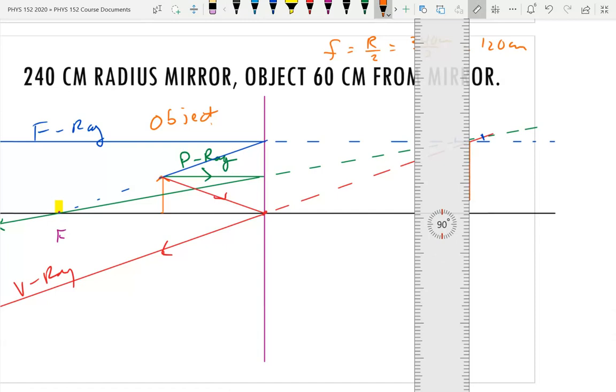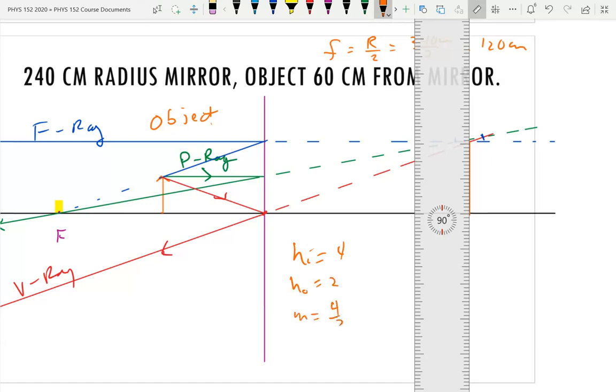It's virtual, upright, and magnified. I'm going to actually measure the height here while I'm at it. I started with a height of just over 2, and now it's just over 4. So I can put height image is equal to 4, height object equals 2, magnification is equal to 4 over 2 equals 2. It's virtual, upright, magnified. At this point, you should have noticed a pattern.